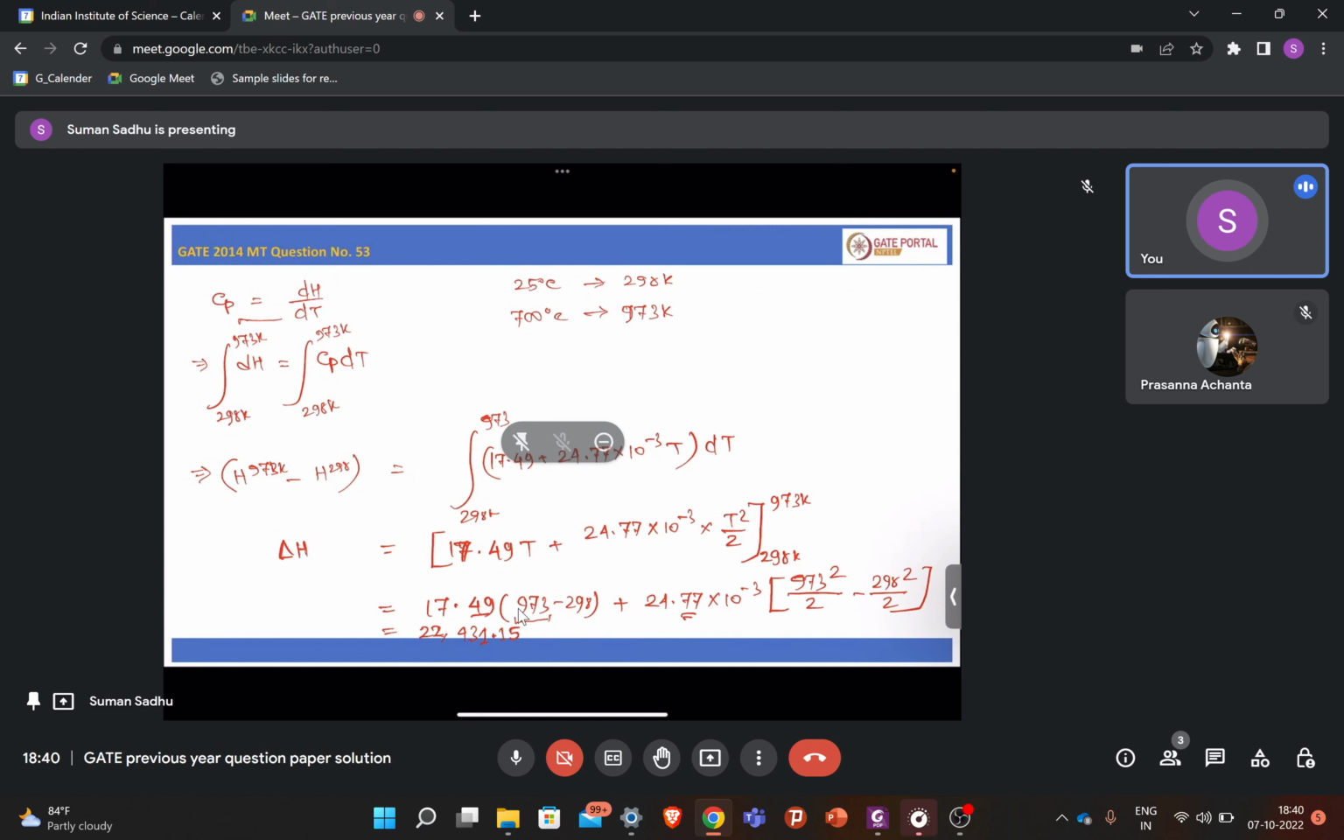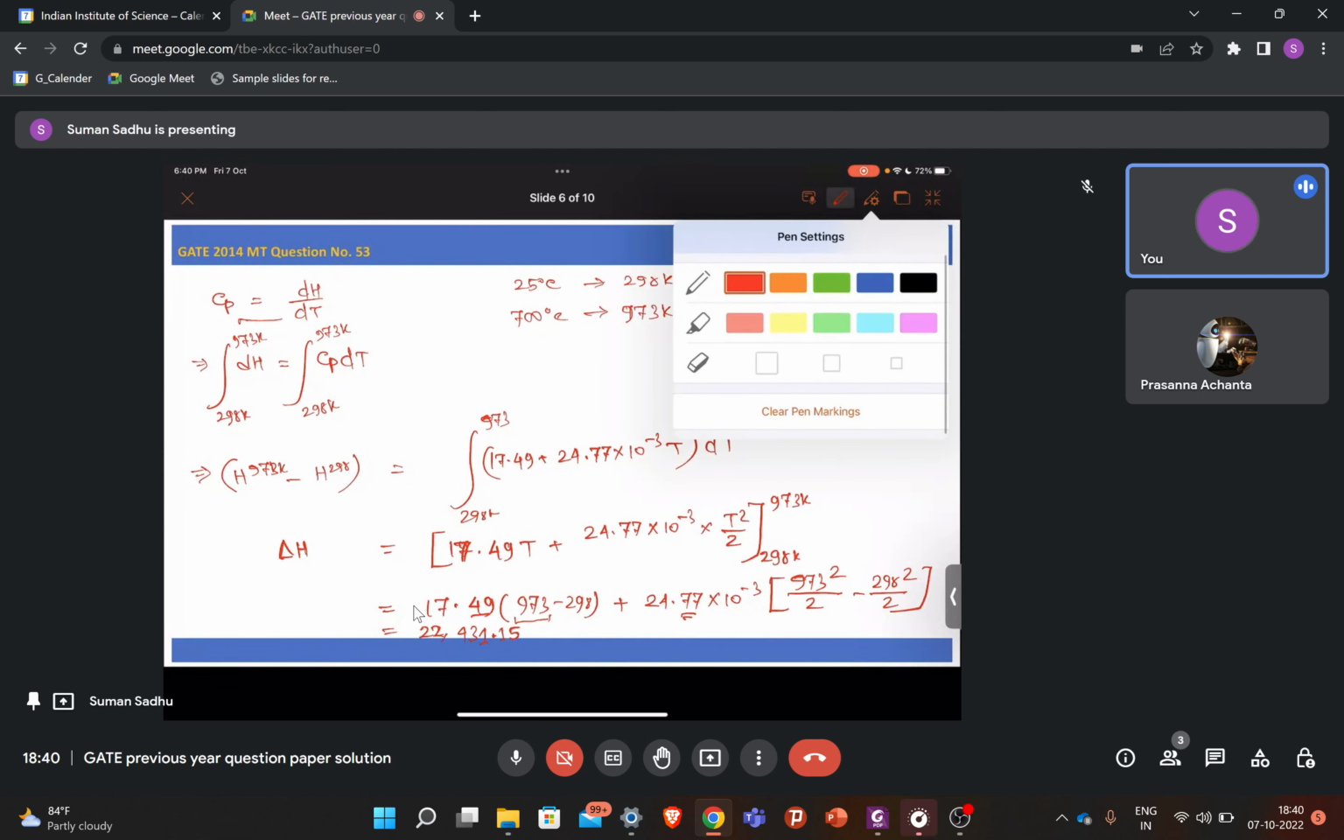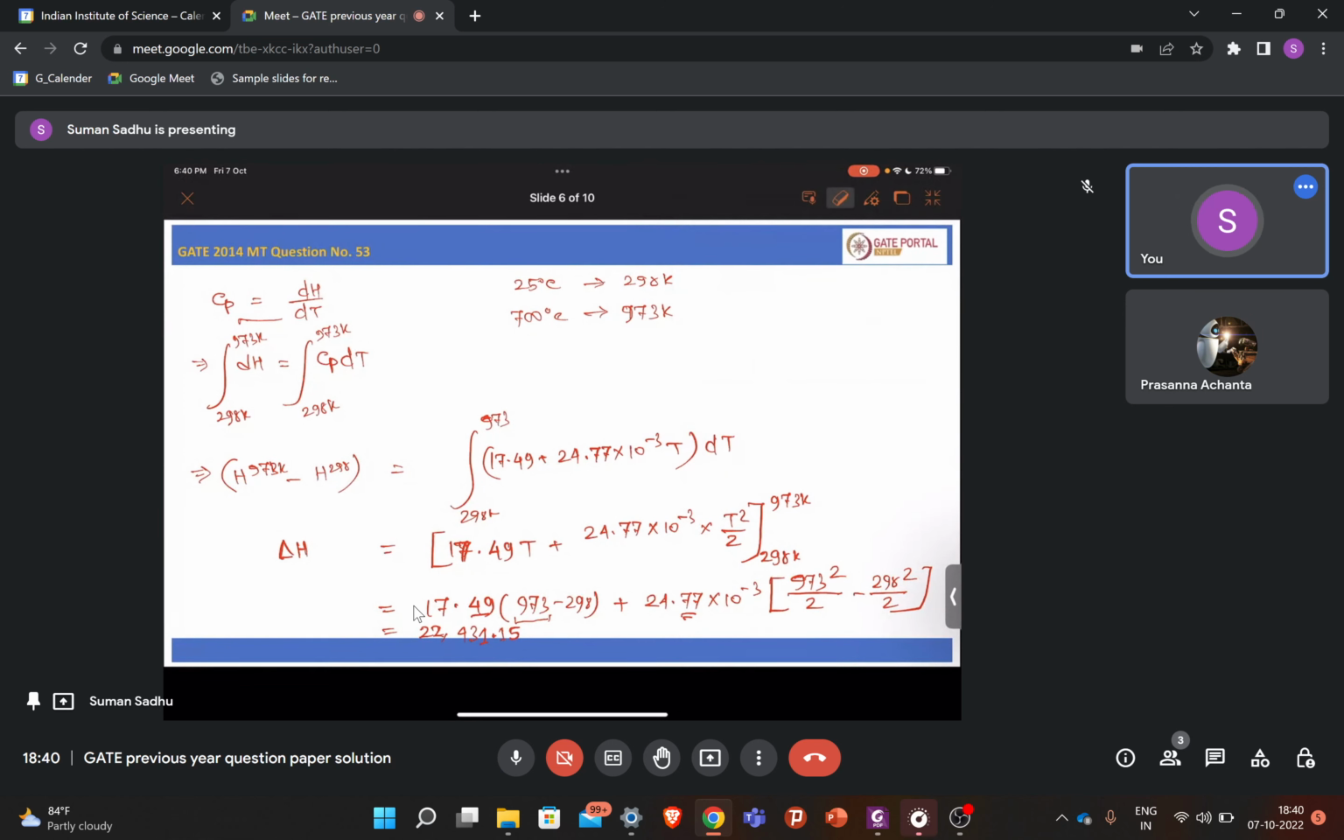This is 17.49 into 973 minus 298, plus 24.77 into 10 to the power minus 3 into 973 square minus 298 square, by 2. Are you doing the same? No need to worry if you are getting this 437 because this is very close. I think the range of the answer in the question is 22,380 to 22,450 or like this. I don't remember the exact range, but it was like this only. So you are very close to this.